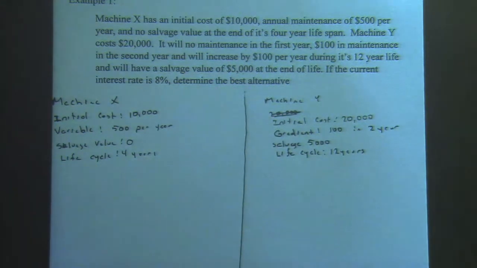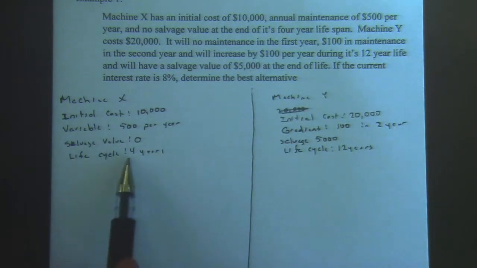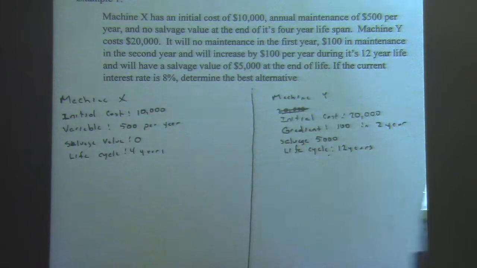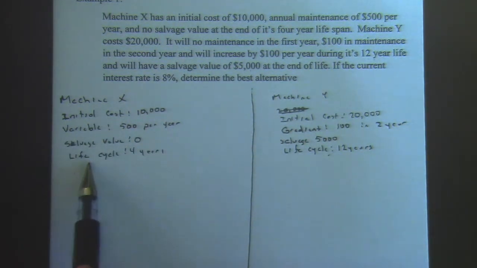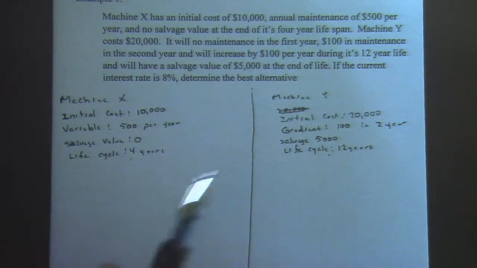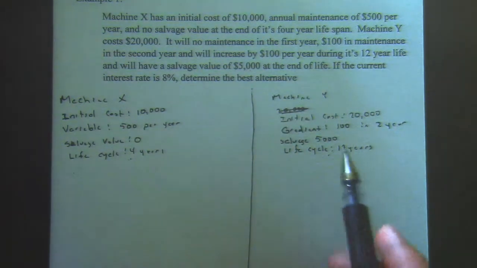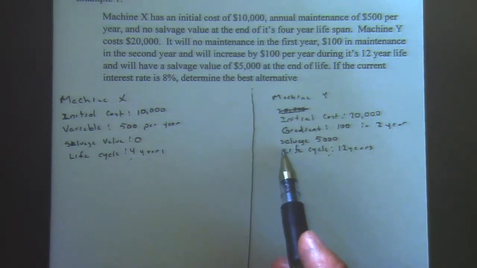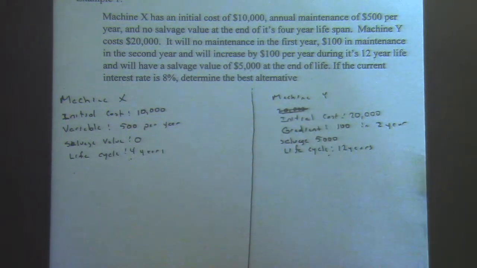Okay, so the question becomes then, we've got machine X with a life cycle of 4 years, machine Y with a life cycle of 12 years. Now, if we were to look at the present value of this piece of equipment, sure enough, we could look at it over a 4-year cycle. That would give us the present value of that piece of equipment. But would that present value represent the same cost associated with machine Y? And the answer is no.